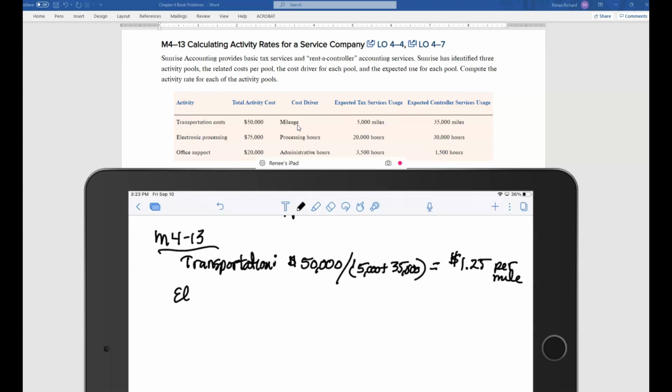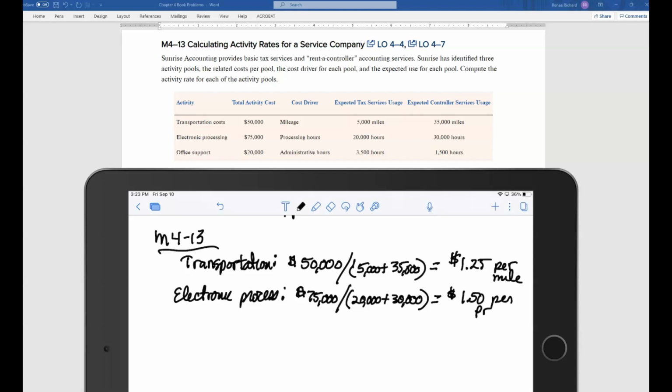Okay. Electronic processing. Total cost, 75,000, divided by 20,000 hours plus 30,000 hours, because the driver is processing hours. That gives us $1.50 per processing hour.